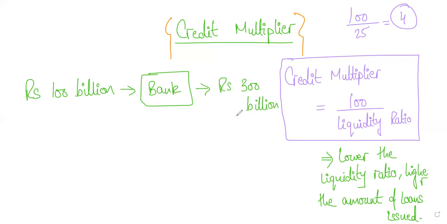Why am I always using the word maximum amount? Now listen to this very carefully. Why am I saying that this is the maximum amount that you can issue? Because not all customers are credit worthy. Not all customers, businesses plus individuals, who come to a bank to take a loan are credit worthy. So the normal procedure is, you go to a bank and you apply for a loan.